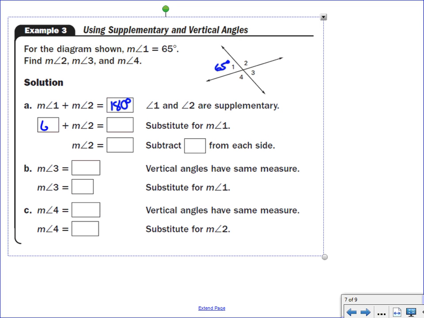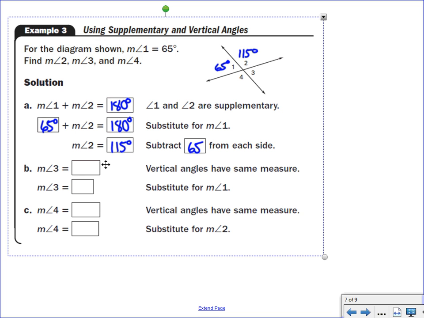So since the measure of angle 1 is 65 degrees, and the measure of angle 1 plus the measure of angle 2 needs to be 180 degrees, we find by subtracting 65 from each side that the measure of angle 2 is 115 degrees. Now that I know that the measure of angle 2 is 115 degrees, I can use vertical angles, which have the same measure, to determine what the other two angles are.